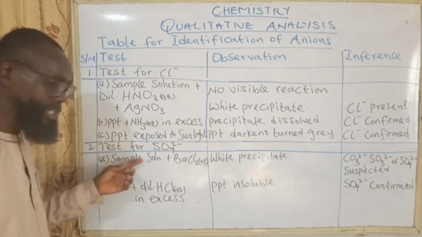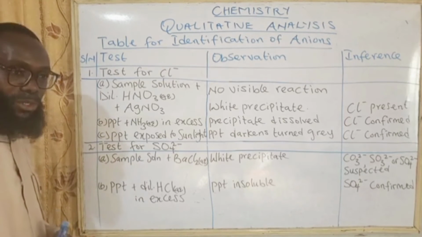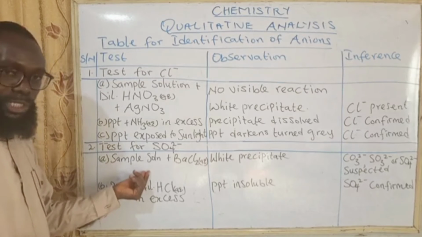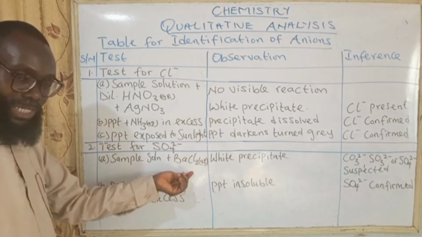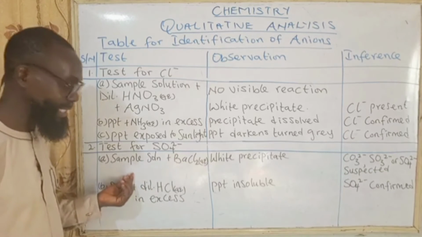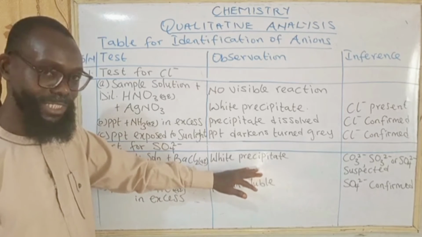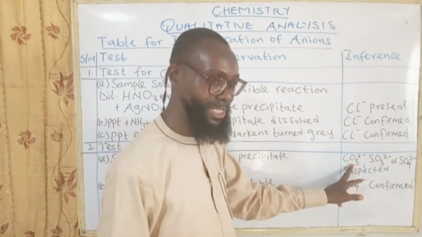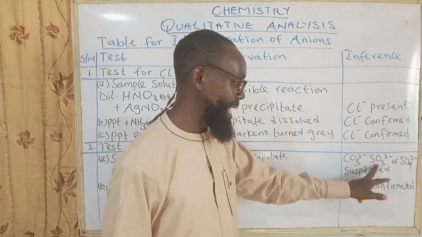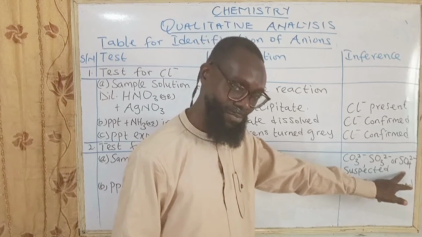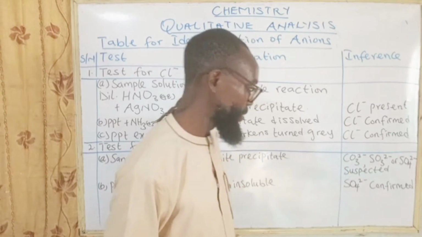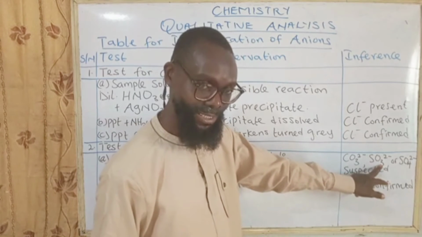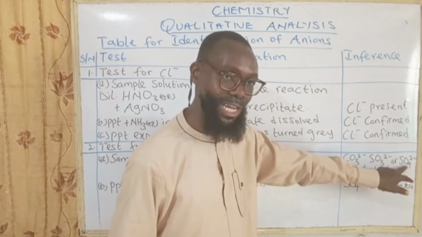Second one, test for SO4 2 minus, tetraoxosulfate VI ion. The first part of it, sample solution given to us plus barium chloride. When you add barium chloride to it and you have a white precipitate, the inference is that CO3 2 minus, SO3 2 minus, or sulfate ion is suspected. This SO3 is what we call sulfite ion, while this one is called sulfate ion.